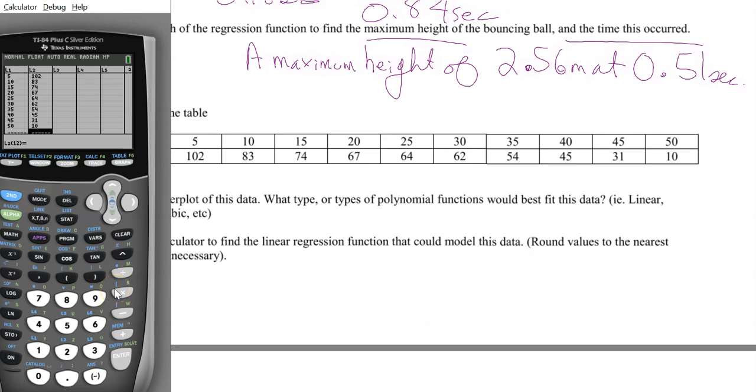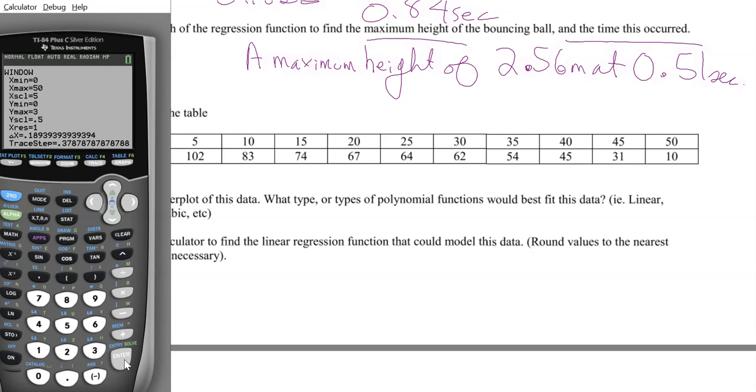So let's go get a window for this. Our x values, which are in L1, go from 0 to 50, so we'll go by 5s. Now, I don't know if we're going to do any extrapolation, but if we are, we'll just have to reset the window. And y values seem to go up to 102.